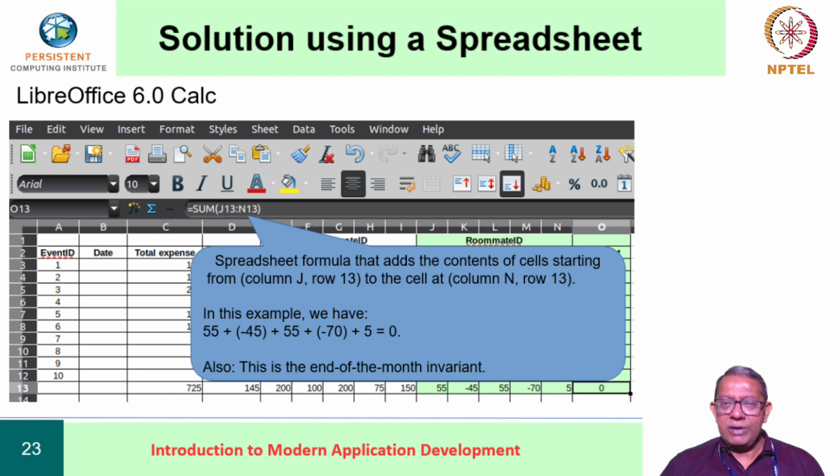Also, incidentally, this particular row is the end of the month row, and as we have already seen, it is an invariant. It is 0. Therefore, our spreadsheet solution is correct. It exactly balances the amount that is to be given and the amount that is to be received.